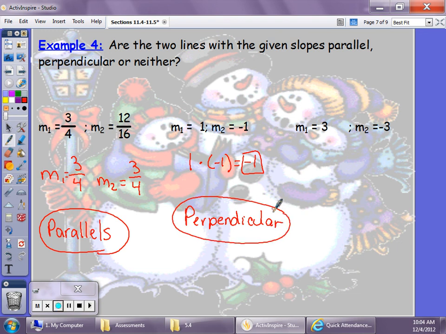For our last example, we have a slope of 3 and a slope of -3. So again, we can tell that these are not going to be parallel slopes because they are not the same. So we're going to test to see if they are perpendicular. If we take the first slope of 3 times the second slope of -3, we get a value of -9. Since the product is not -1, we know that the lines are not perpendicular. Since the slopes are not the same, we know they are not parallel. Therefore, these lines are neither perpendicular nor parallel, which just means they are a set of intersecting lines that do not intersect at a 90-degree angle.